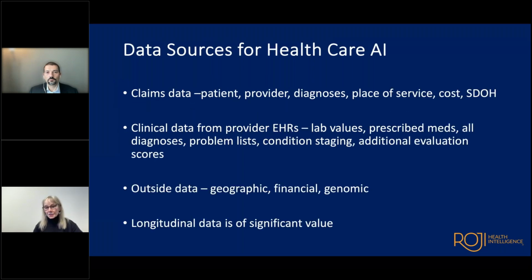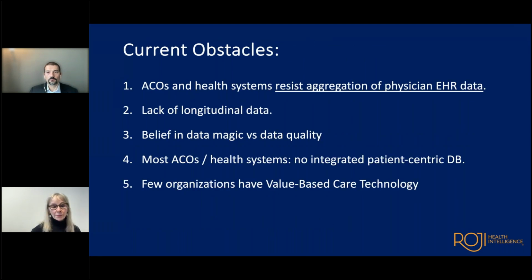So what are the data sources that you need for healthcare AI? Well, it's the typical ones, but then more. So claims data in broad detail, clinical data, and I'm talking about longitudinal data sources so that you can see over time how the patient has progressed. Not only are many providers not aggregating data, but they're actively resisting aggregation of physician EHR data. That is like shooting yourself in the foot if your plan is to go to AI eventually.